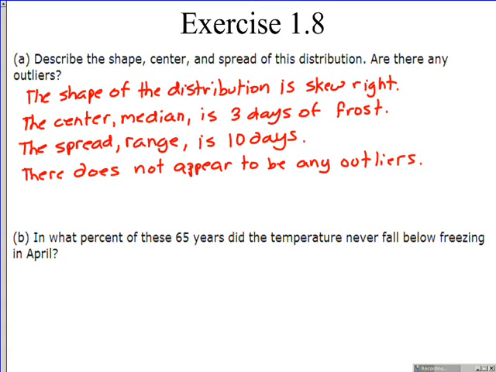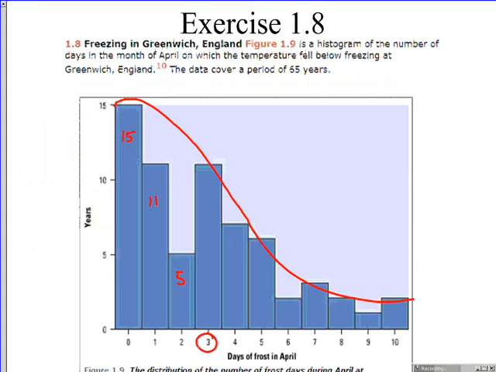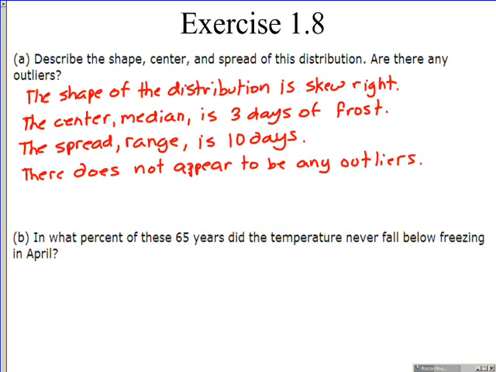In what percent of these 65 days did the temperature never fall below freezing? Well, if we look at our chart, it never fell below freezing 15 times out of the 65 days. If we round that, that's approximately 23%.